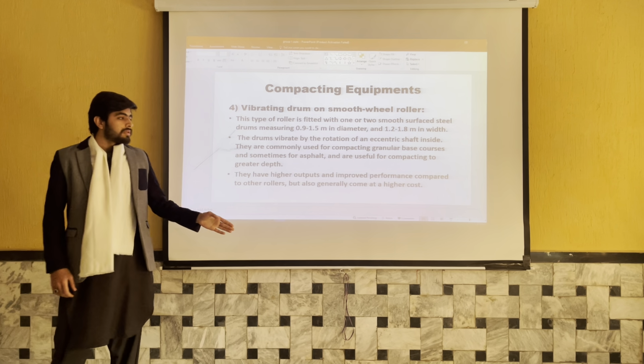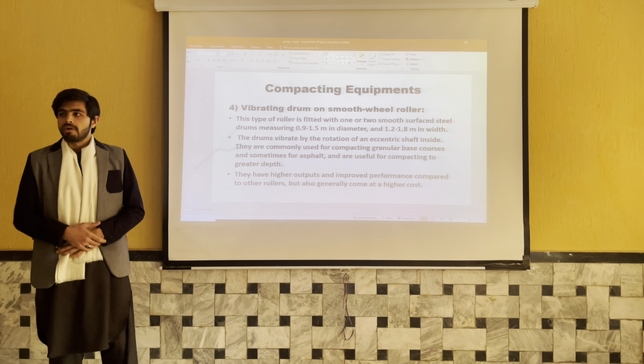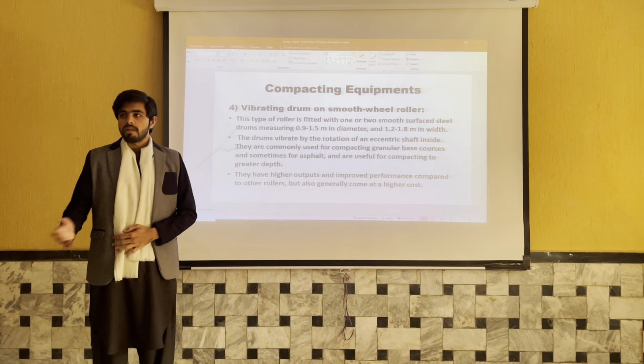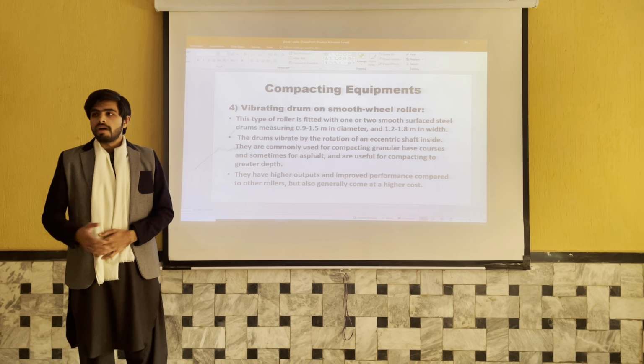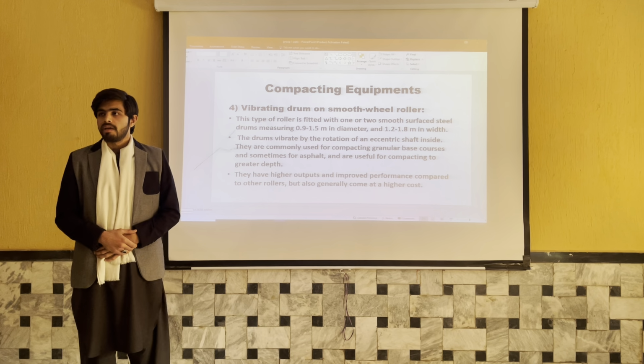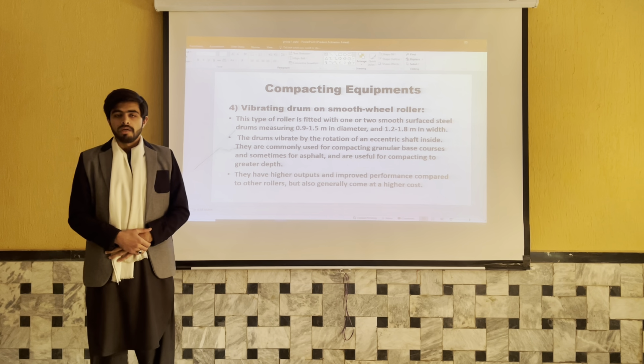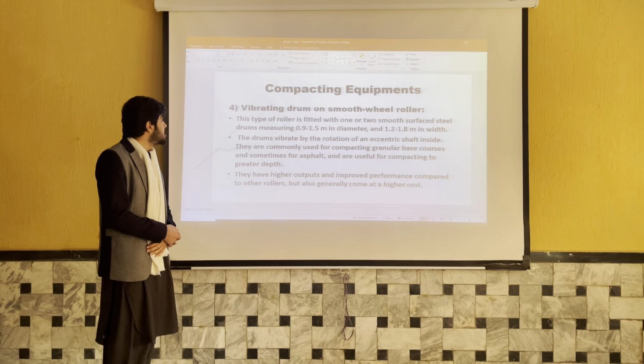These were the types they discussed earlier. That was about the heavy machinery that we use for large scales. And now these two types we use in the smaller areas where we cannot bring this machinery. So these are the vibrating drum and smooth wheel roller.